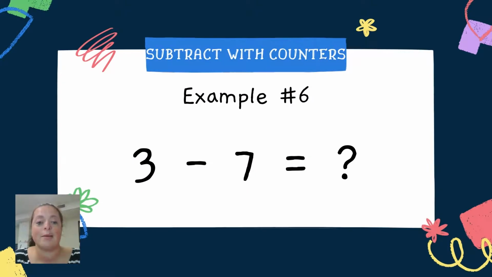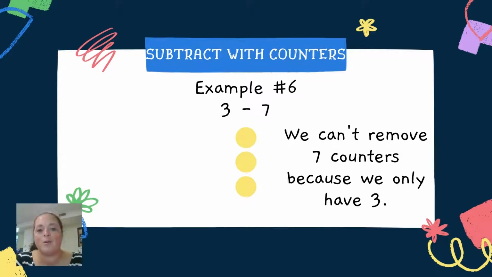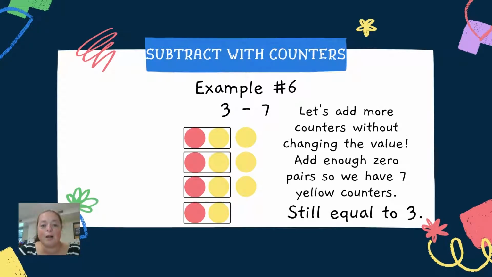Example 6, 3 minus 7. How are we going to do that with counters? We can start with 3 yellow counters, but we can't remove 7 yellow counters because we only have 3. So let's add more counters without changing the value of 3. We learned in the adding video that a yellow counter and a red counter add up to 0 because positive 1 plus negative 1 equals 0. So if we add 0 to 3, it still equals 3.